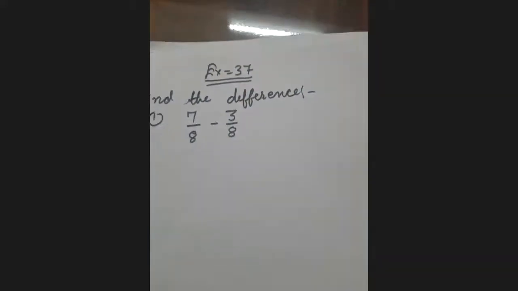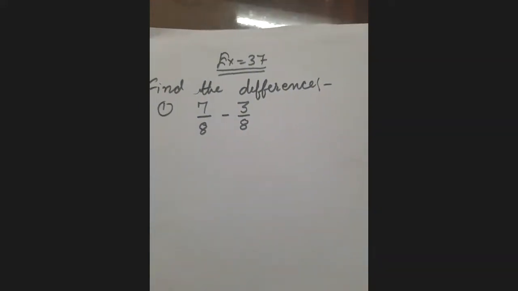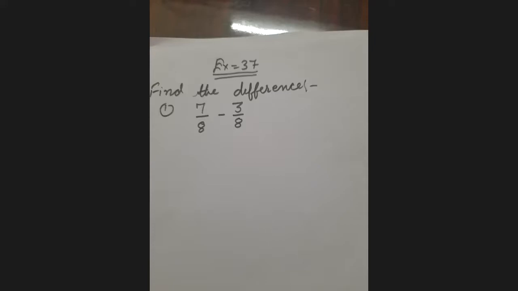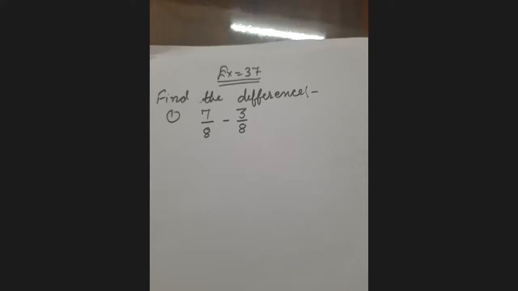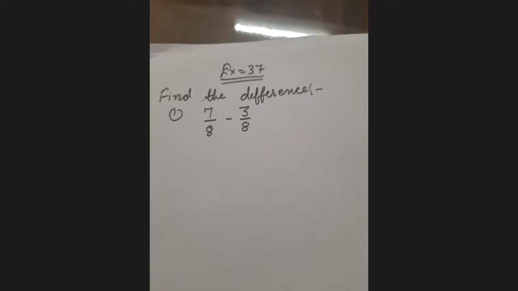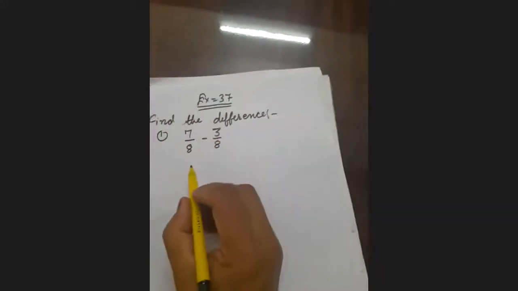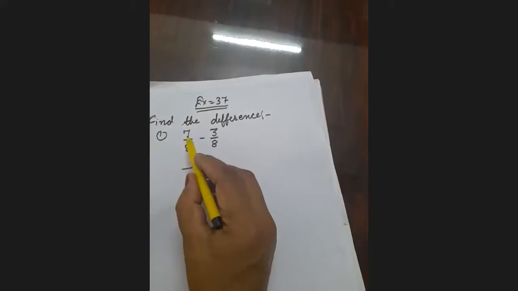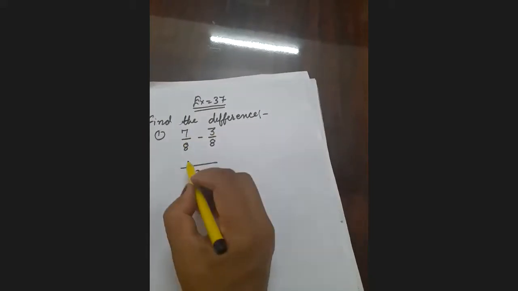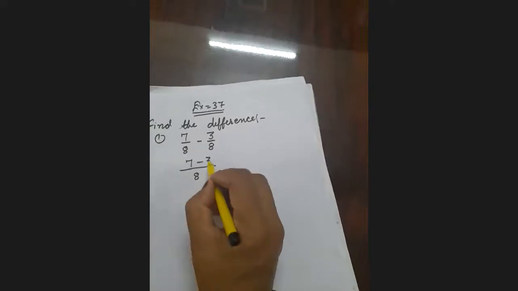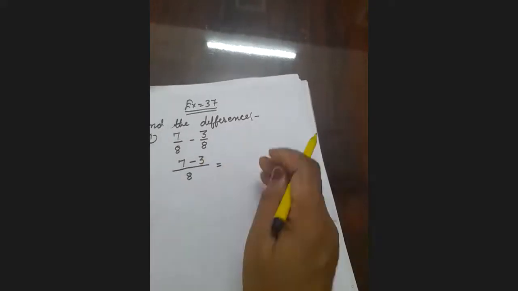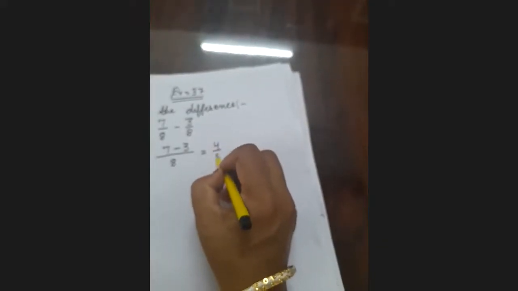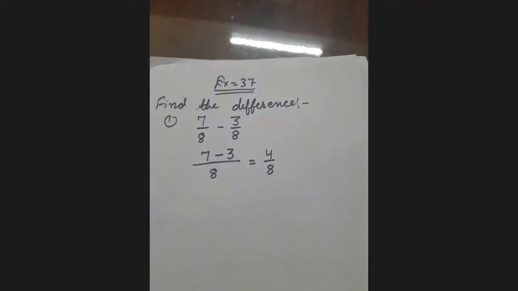Students, now you can see the denominator of this fraction is 8, 8. Both fraction numbers have the same denominator, so these fraction numbers are like fraction numbers. So now we'll subtract these fraction numbers. First, we'll write 8 as it is. Now, 7 minus 3. Seven minus three is 4 upon 8. Clear, students?